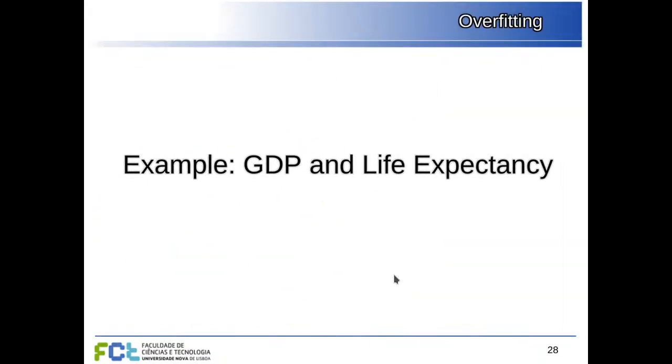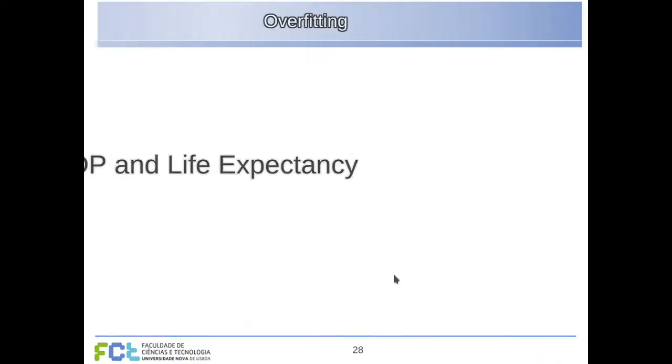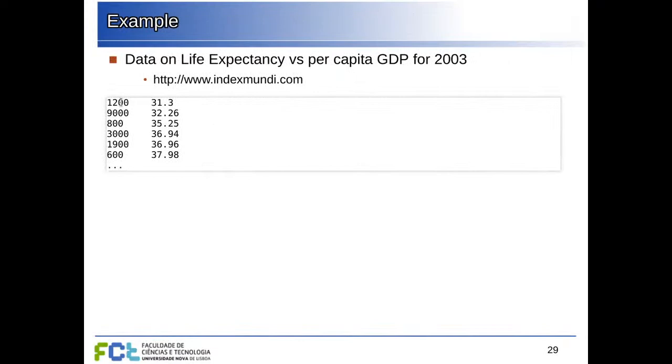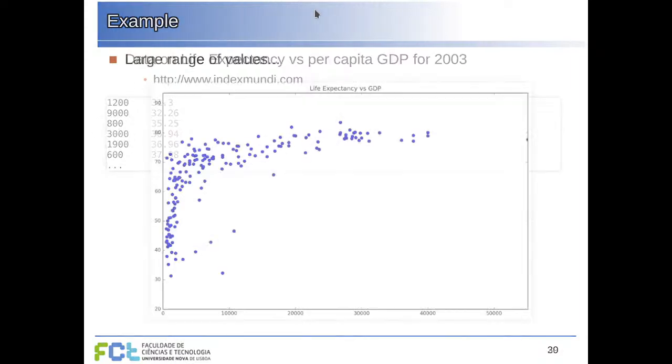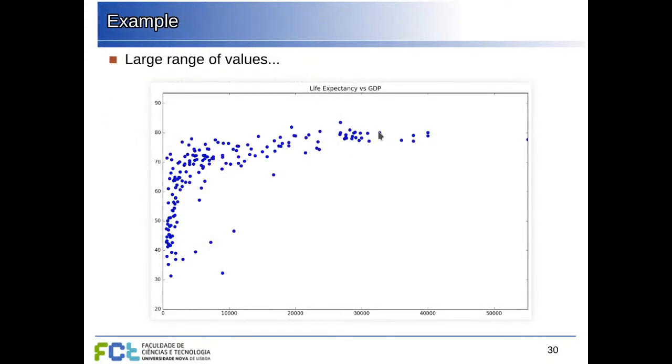Okay, so let's see an example of these approaches using this file that relates gross domestic product per capita and life expectancy. This is for 190 countries, and we have these two values: gross domestic product and life expectancy. And now we're going to try to see if we can find a relation between these two, the richness of the country, per capita GDP, and the quality of life measured in life expectancy. So this is how the data looks.